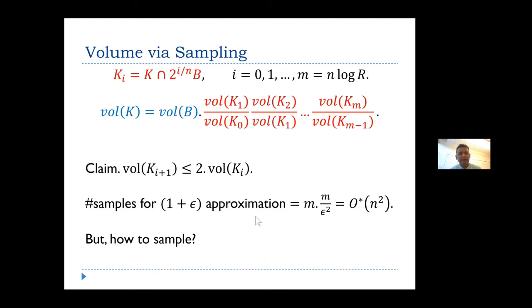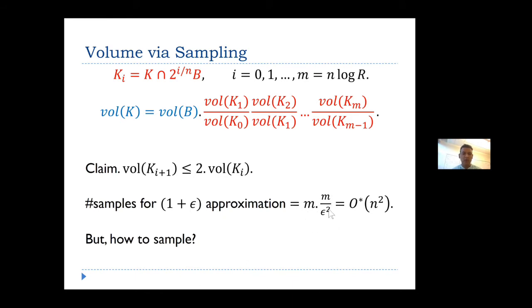And then this is great because we're trying to estimate a quantity which is between half and 1. And so using independent samples to get a 1 plus epsilon approximation, you only need 1 over epsilon squared samples. And if you need to do this m times and multiply those ratios, since everything is independent, this requires m over epsilon squared samples in each phase, m times.